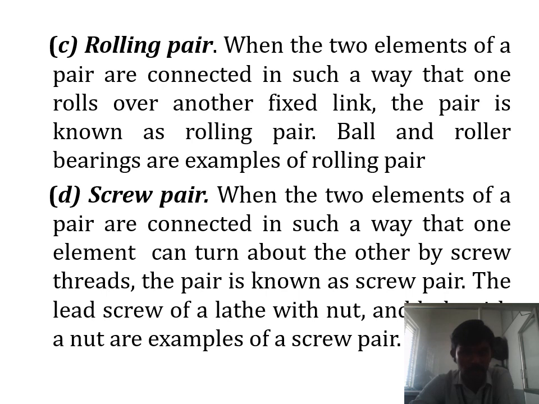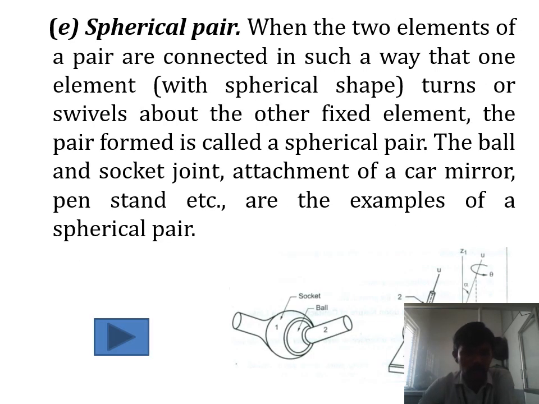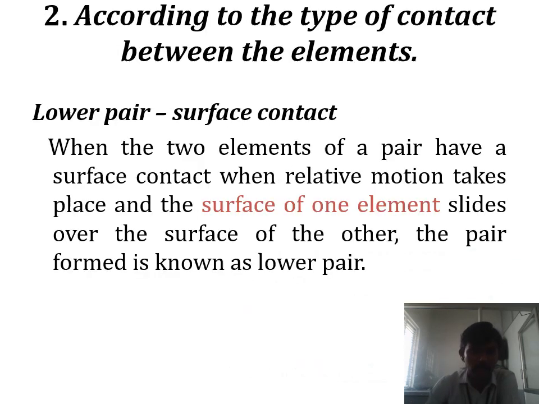Screw pair means the two elements of the pair are connected in such a way that one element turns over the other by a screw thread. If the element has a screw, that is a screw pair. Next, the spherical pair. When the two elements of the pair are connected such that an element of spherical shape turns or swivels over another fixed element. An example is the vehicle mirror.